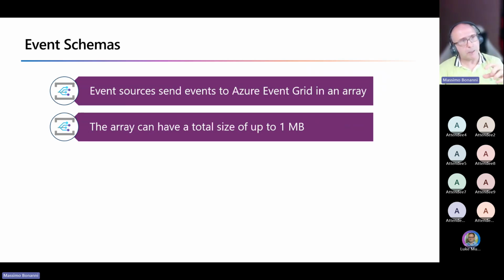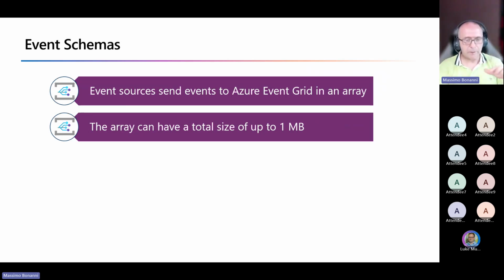Then you have a limitation about the size. I am talking about the basic plan of Event Grid. Now you have another plan in Event Grid, the standard. You have more space, but for our demos, for our session, the basic is enough. But you have a limitation. You have 1 megabyte per event.